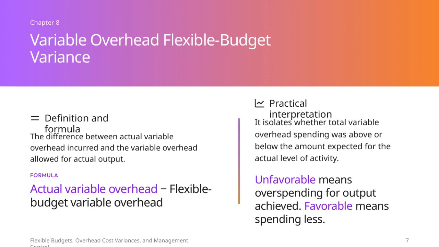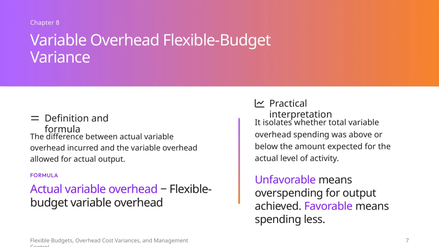In other words, it compares what we actually spent to what we expected to spend based on the level of activity. The formula is straightforward: actual variable overhead minus the flexible budget variable overhead. This calculation helps us understand if we spent more or less than anticipated for the amount of work done. From a practical standpoint, this variance shows whether our total variable overhead spending was above or below what was expected for the actual activity level.